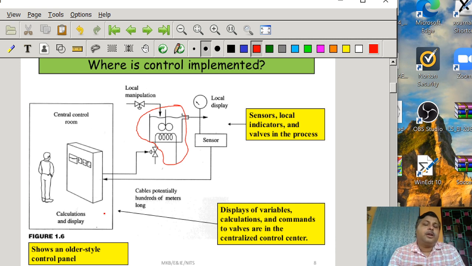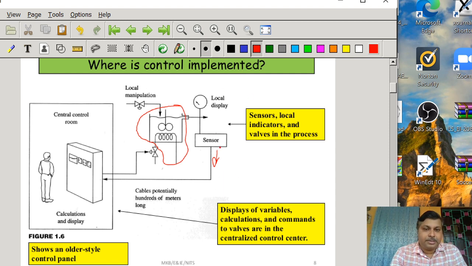Previously, at the beginning, you will find that the signal which the sensor produces is transmitted from the field to the control room. So you can say that these processes are located in the field, and whatever measurements we take with the sensors have to be sent to the central control room.